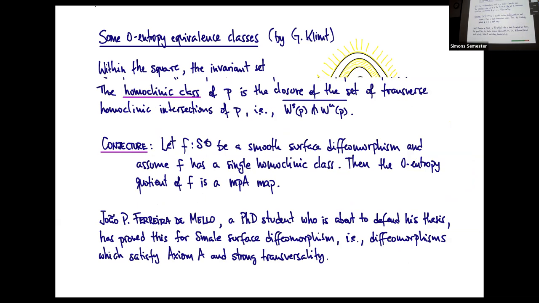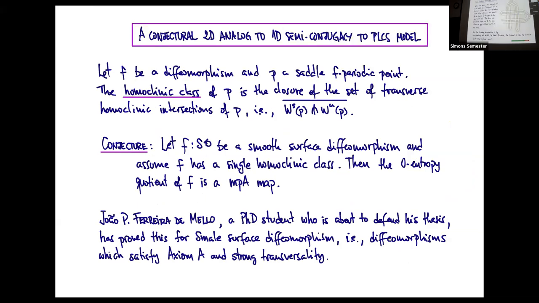Okay, so that's an example, but then what might be true in general? And here's a conjecture. You can be more adventurous and make broader, more difficult conjectures to prove, but here's one version that you can say. We're going back to the situation where we want to see whether a two-dimensional diffeomorphism, say, has a model in this class of measurable pseudo-Anosov maps.